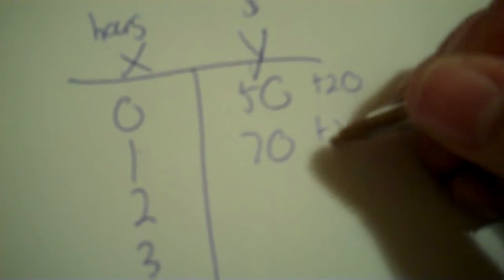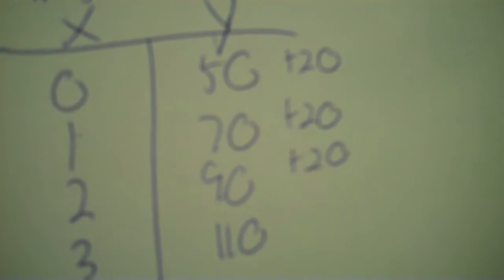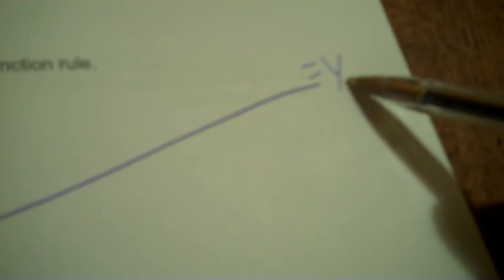So 50 plus 20 is 70, then plus 20 again. 70 plus 20 is 90. 90 plus 20 is 110. And that goes on. Now, this is how you write a rule here, okay? Please make a line and put equals Y at the top. You're always going to put equals Y.